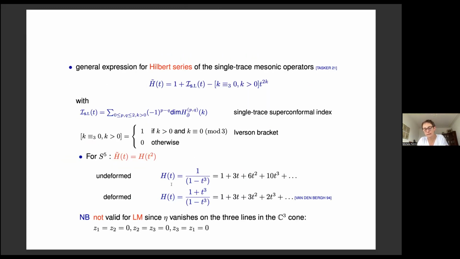This I didn't write, but for instance, in Ed's paper, this same computation was done for the deformed T11. This is a new result that we couldn't find in the math literature, and you couldn't do it with standard N=1 techniques.